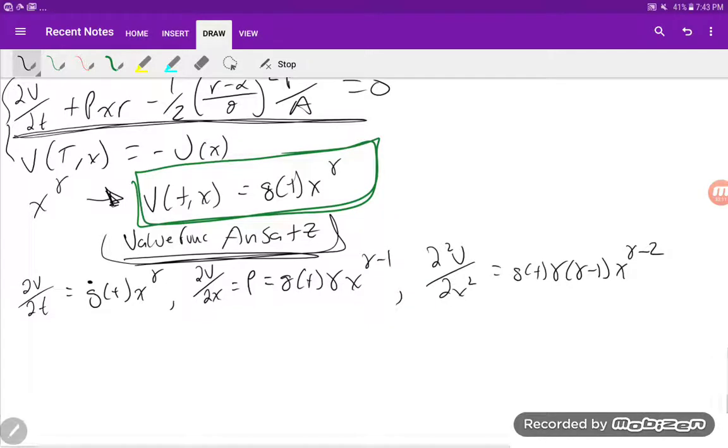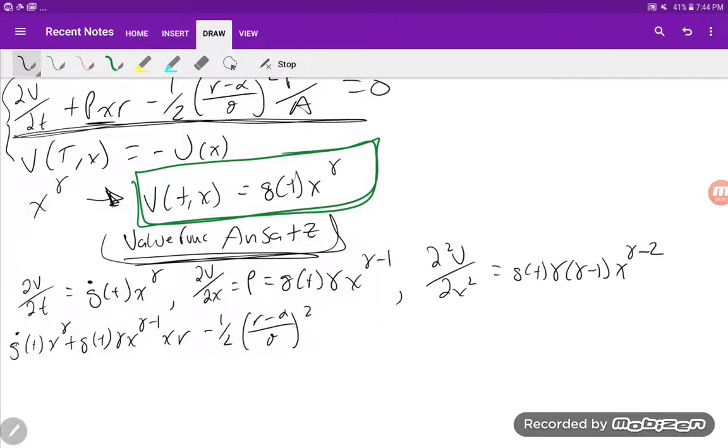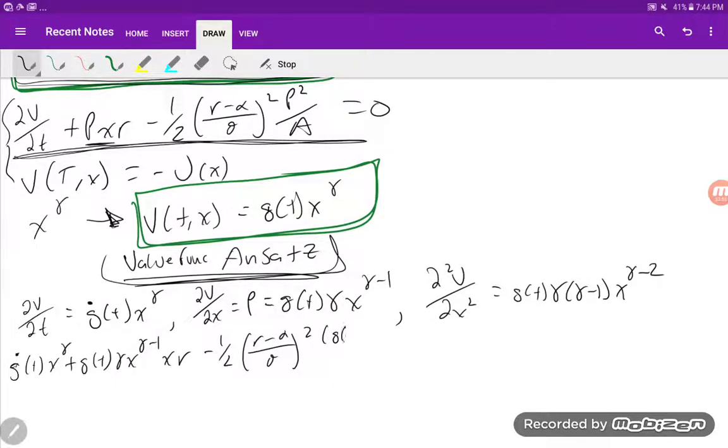So, in doing so, we have g dot t x^gamma plus g of t, so our p_x r term: gamma x^(gamma minus 1) times x r, minus 1/2, and then we have our (r minus alpha) over sigma, all that squared, and then remember we have p squared over a, so we're going to have g of t gamma x to the gamma minus 1, all of that squared, and that is over a, so this term now, g of t (gamma minus 1) x to the power gamma minus 2.